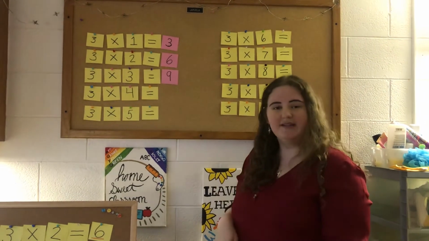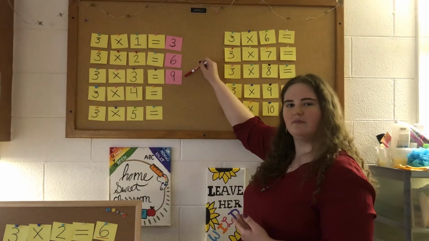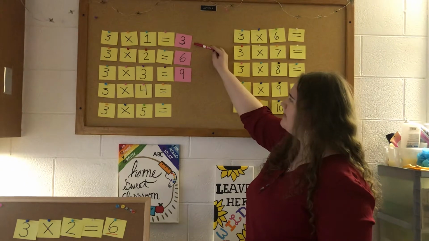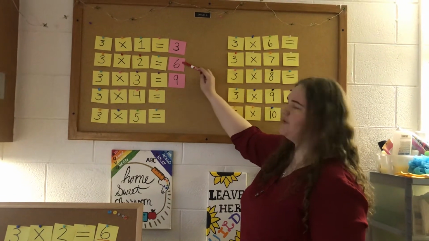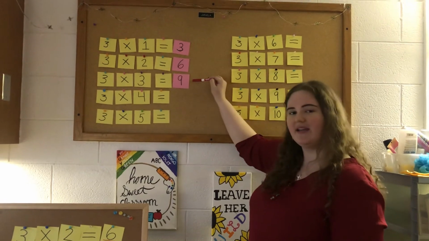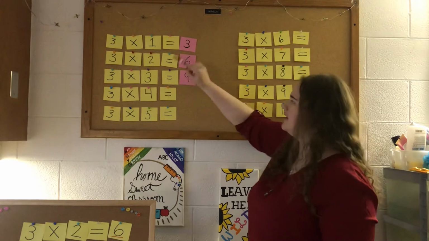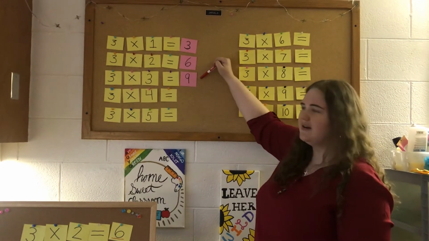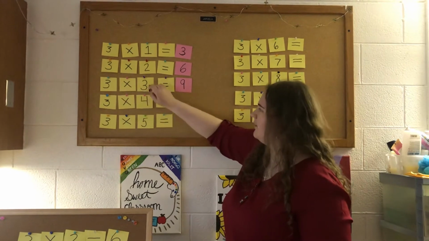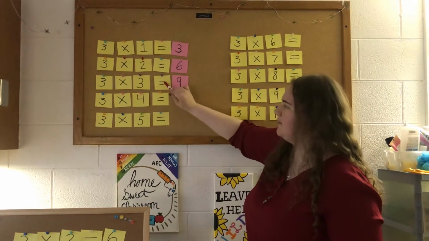So, students, can you tell me if you see a pattern here? Plus 3. Right, exactly. So we have 3 plus 3 in order to get to 6. 6 plus 3 equals 9. These are called products, which is our multiplication problem, and then the products, which is what this problem equals.